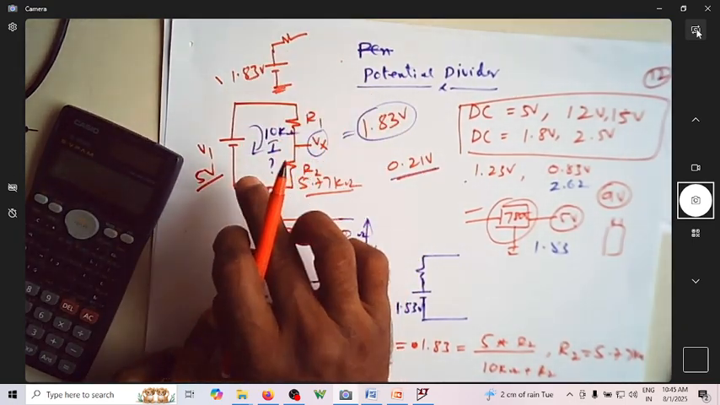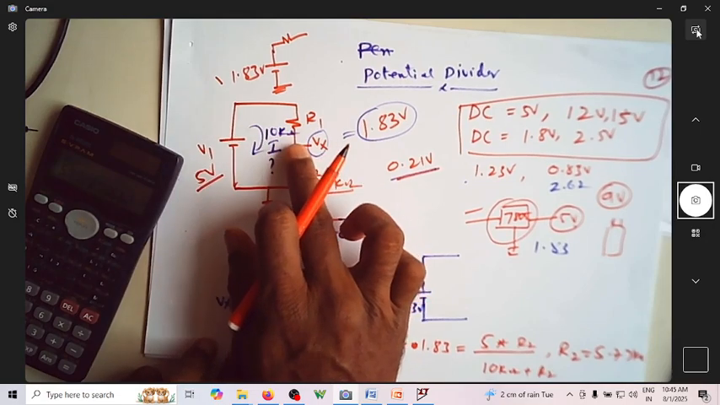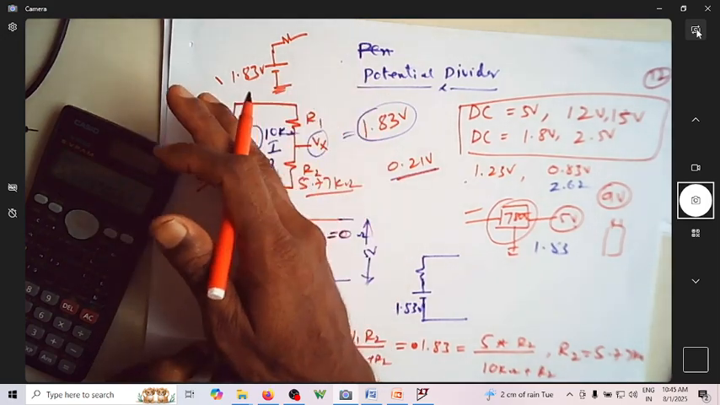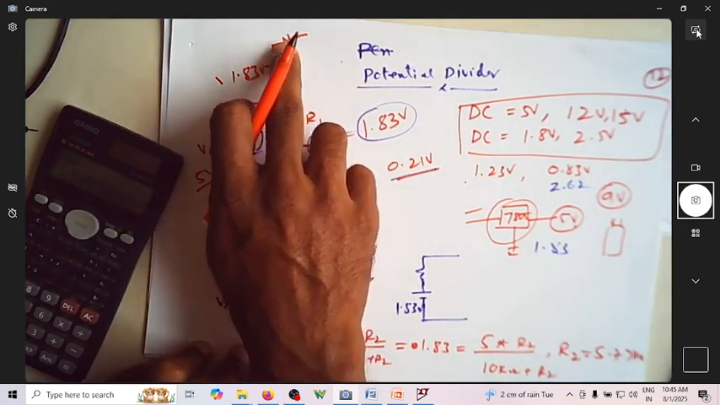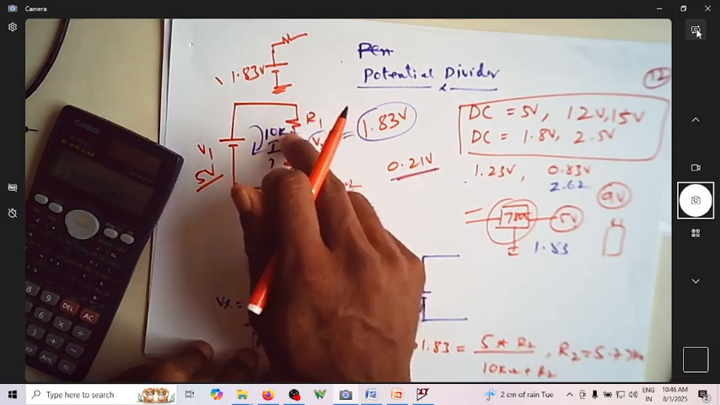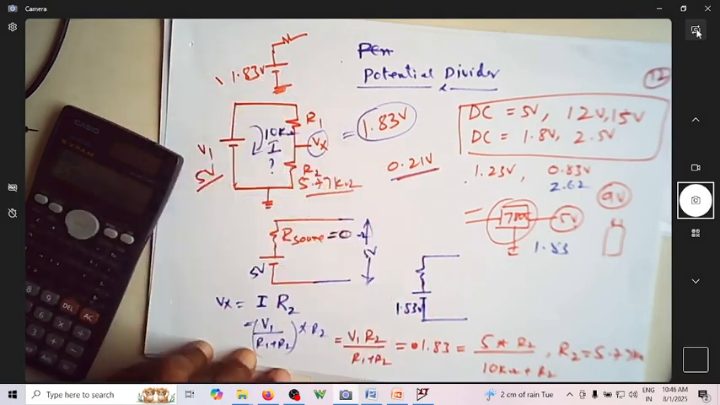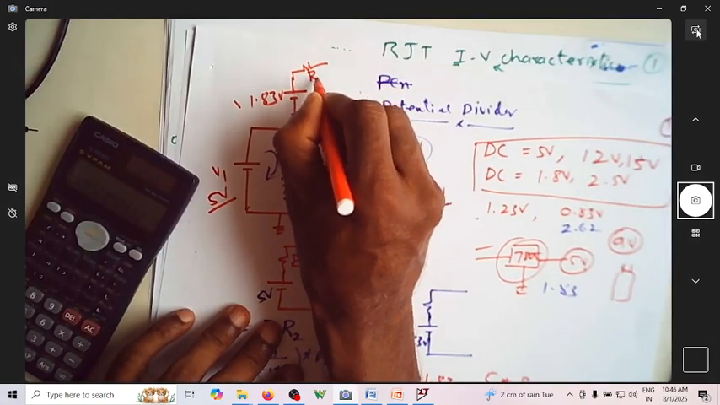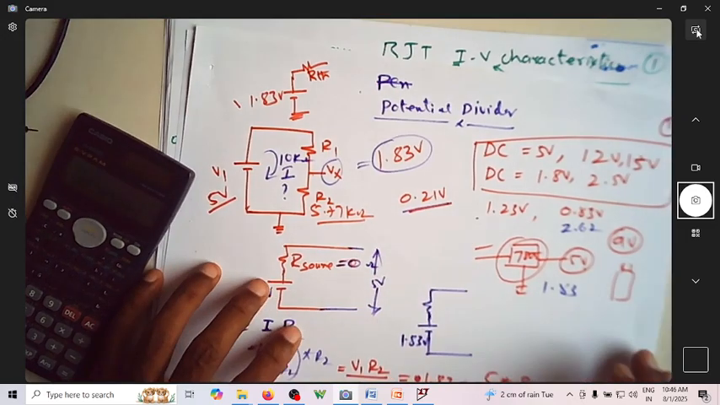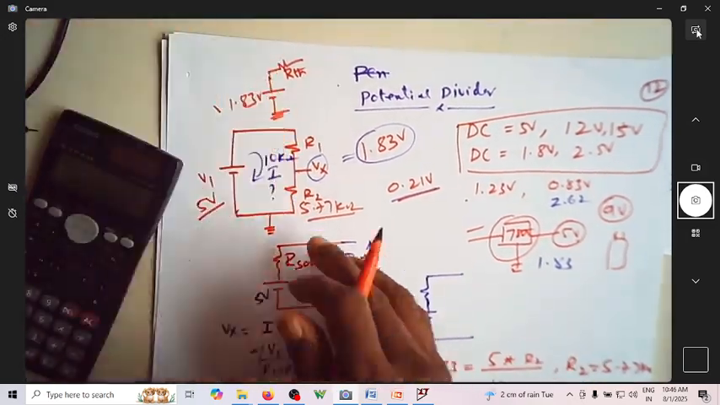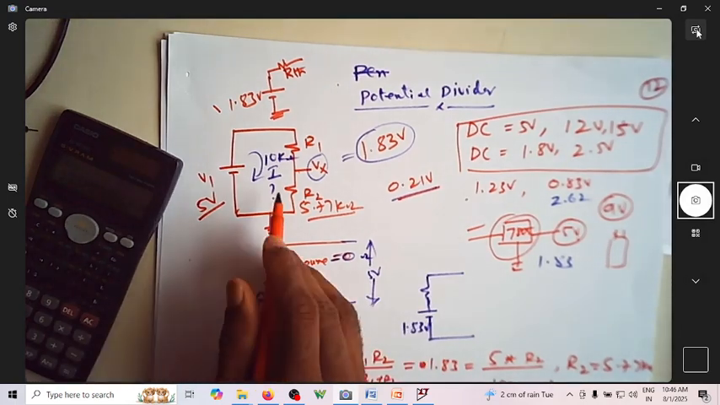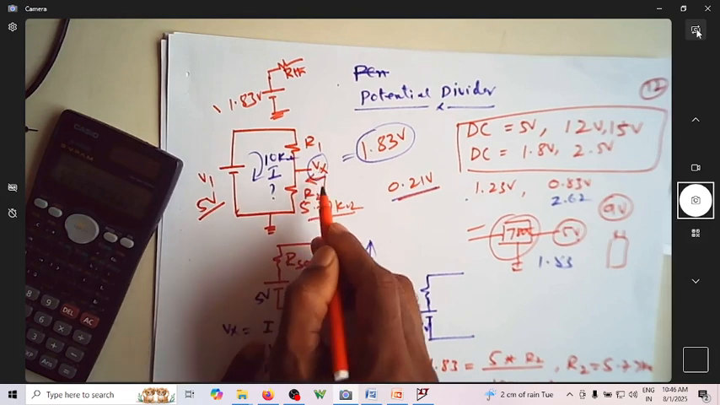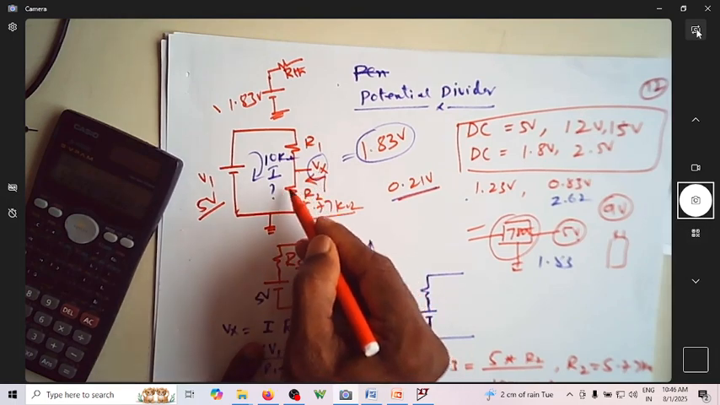The source resistance of this source is not zero, whereas the source resistance of the power supply was zero. But here it is not zero because you are using R1 and R2 to derive 1.83 volt. So what is the source resistance? The source resistance of this is the R Thevenin, because this is nothing but the Thevenin voltage Vx, and whatever resistance I'm going to see from here is nothing but R Thevenin.